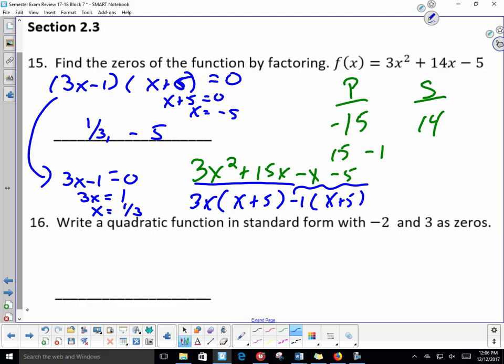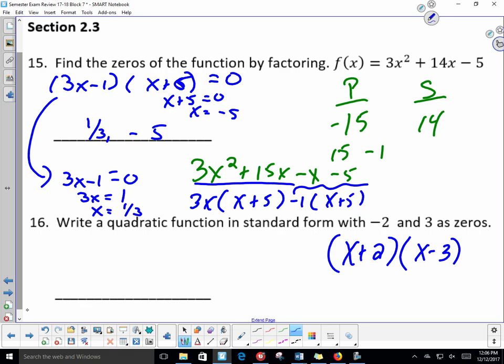Okay, writing a quadratic equation in standard form that has the zeros of negative 2 and positive 3. Blake, what's the first step that you would do? You could do the product sum backwards. So what would I do? You'd put x plus 2 in parentheses, and x minus 3. So those are going to be my factors, and then how would I multiply them?